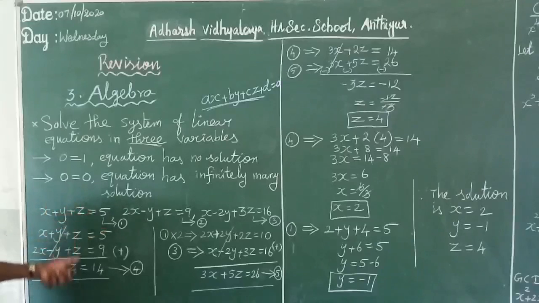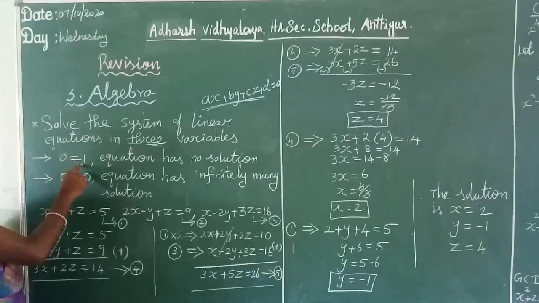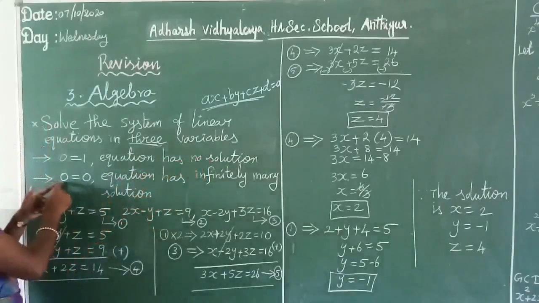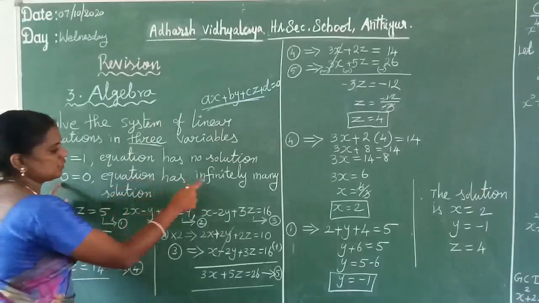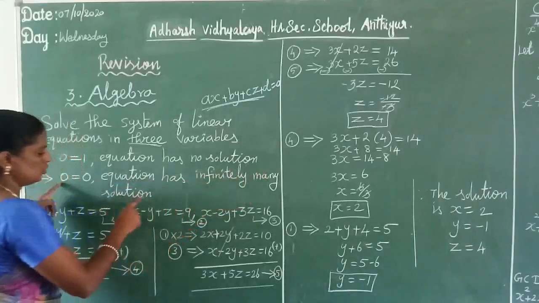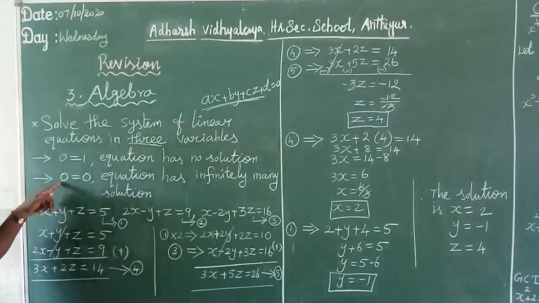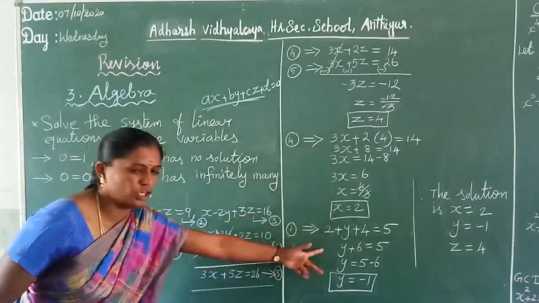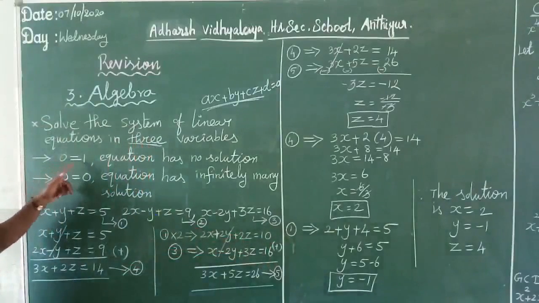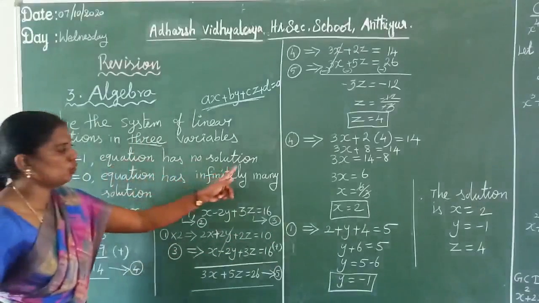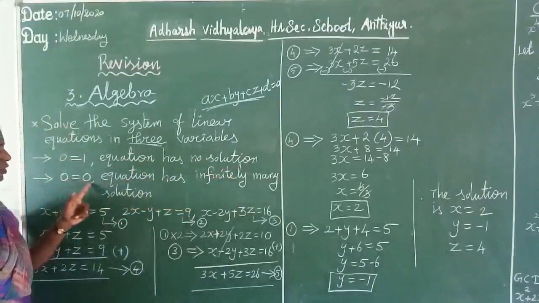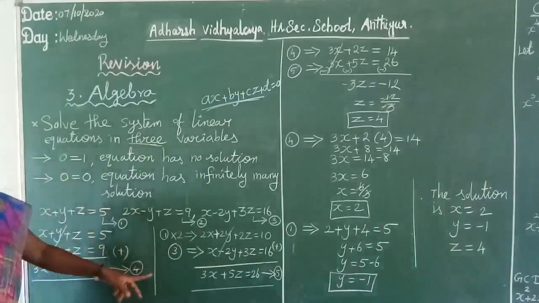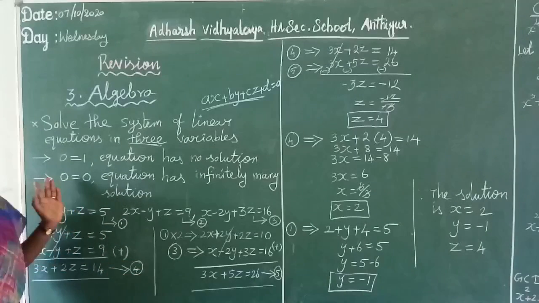If you solve like this and we get 0 equal to 1, that type of equation has no solution. Otherwise 0 equal to 0, that type of equation has infinitely many solutions. Is it clear? So three solutions are there. If we solve like this, we get one solution. Otherwise 0 equal to 1, this type of equation has no solution. Otherwise 0 equal to 0, this type of equation has infinitely many solutions. So these are the important 5 mark questions. Can we understand?